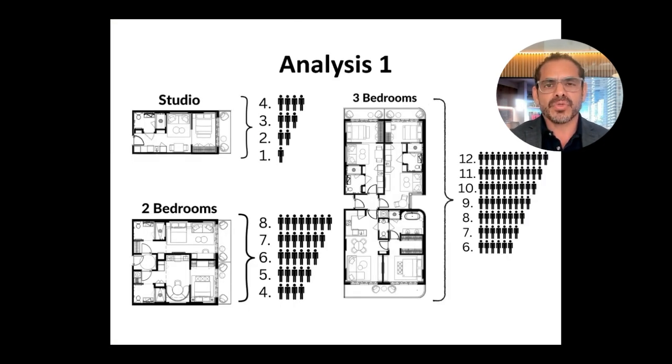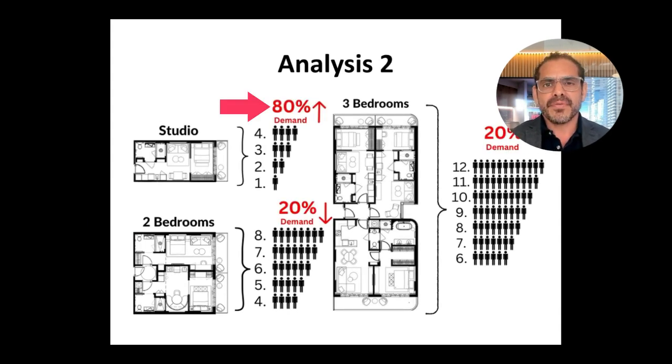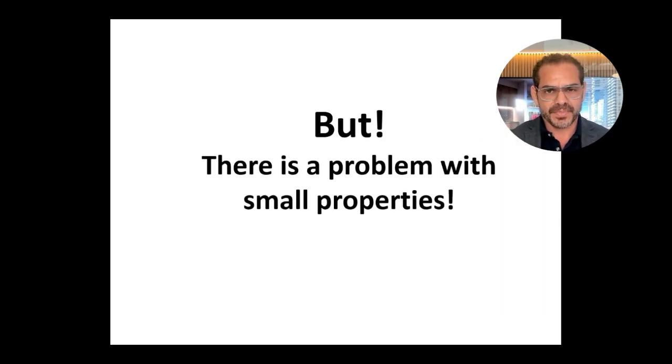This is why Vida Edgewater designed its properties so that the studios can accommodate 1 to 4 people, the 2-bedroom units accommodate 4 to 8 people, and the 3-bedroom units accommodate 6 to 12 people, so that the studios can benefit from that 80% of the demand, while the 2 and 3-bedroom units only benefit from the other 20%. But there is a problem with small properties.